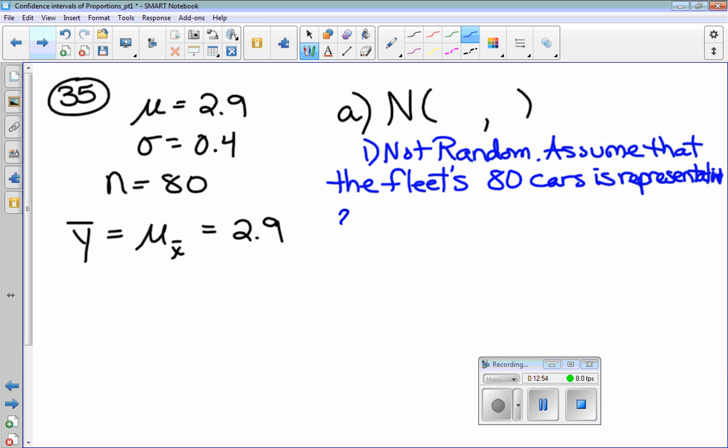So our second condition is that 80 is less than 10% of, well, all cars, right? And it might not be of that particular fleet because it says that their whole fleet's 80 cars. So that would be a census if we're just talking about that fleet. So we're going to assume that that company's fleet of cars is representative of all cars. Okay?